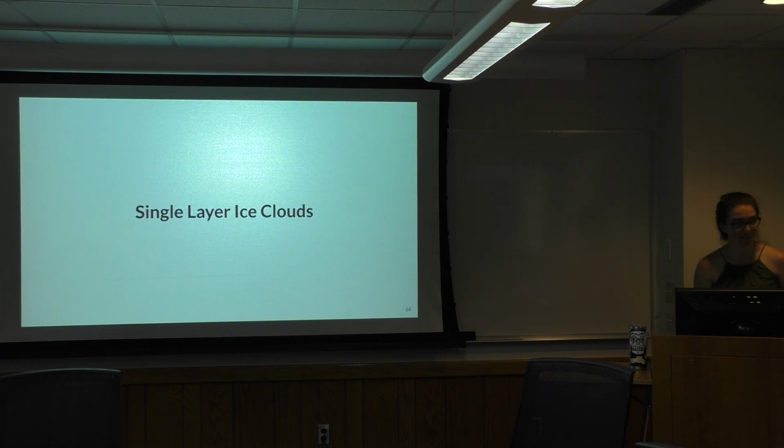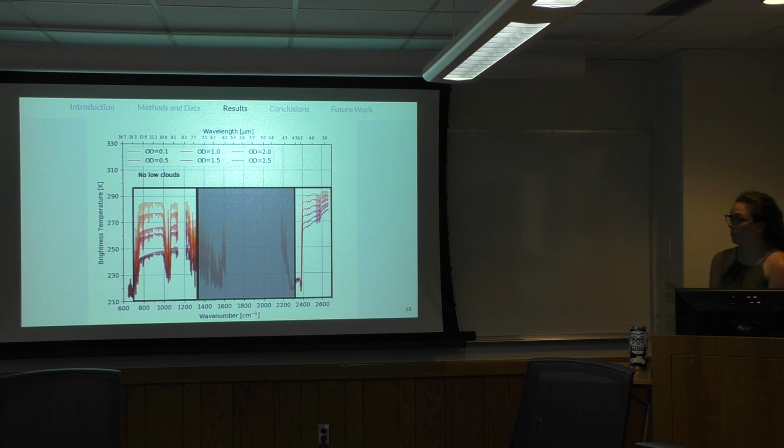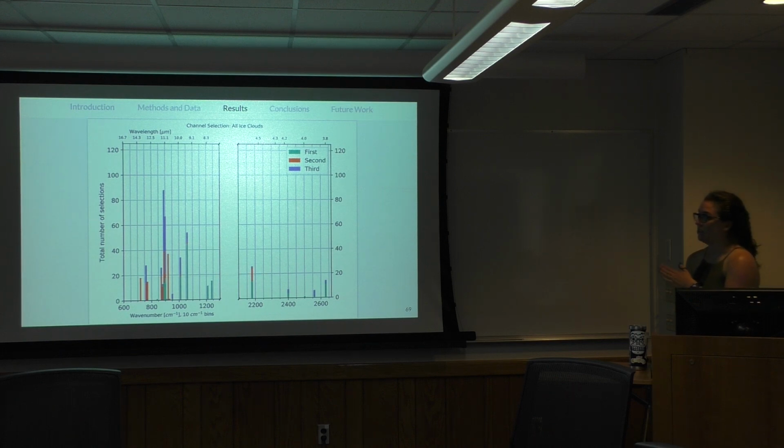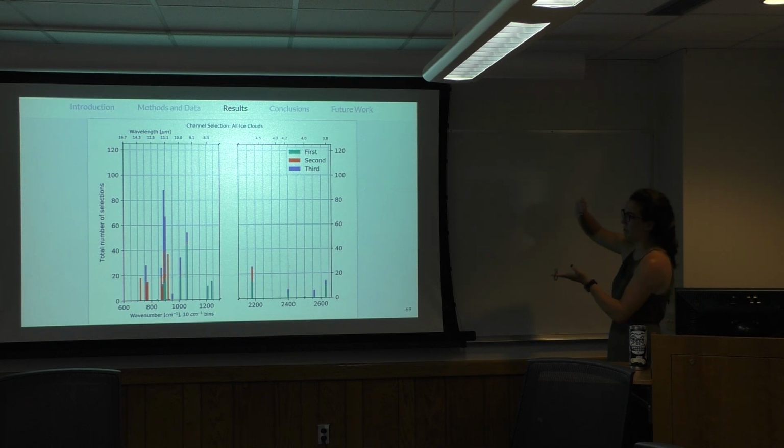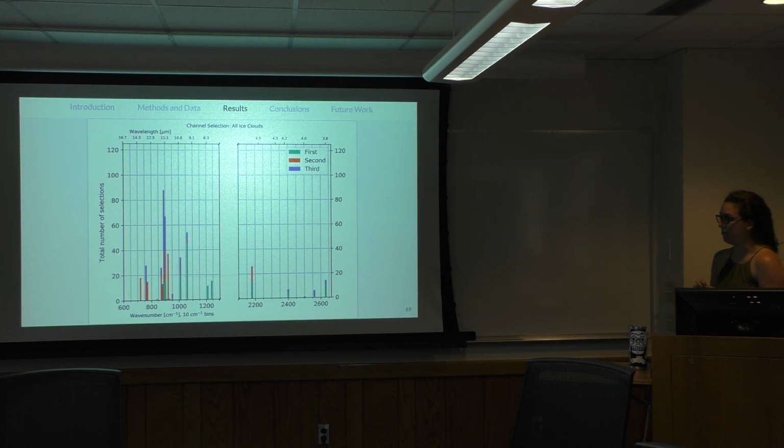So that was a lot. Let's look at some results. We're going to focus first on single layer ice clouds. You looked at the spectrum already. We saw that brightness temperatures were very different in these two regions based on the optical depth of our ice clouds, and that is reflected in our information content calculations. Just to get everyone oriented, we have wavelength and wave number on the x-axis, and our total number of selections on the y-axis. And that first, second, and third goes back to the graph that I just showed: the first being the channels with the most information content, the second is the second most, and then third is the third most.